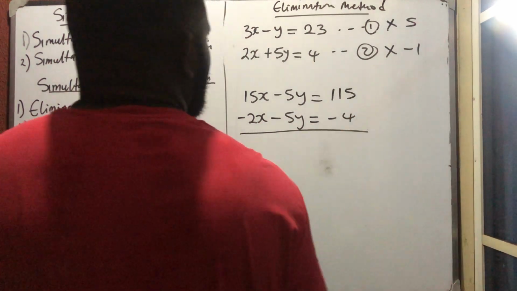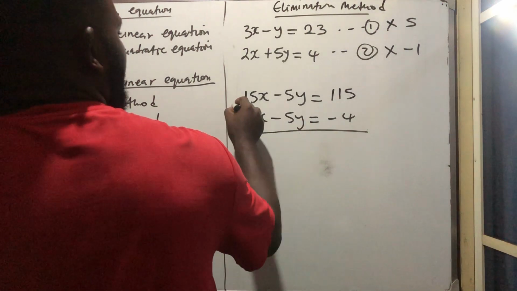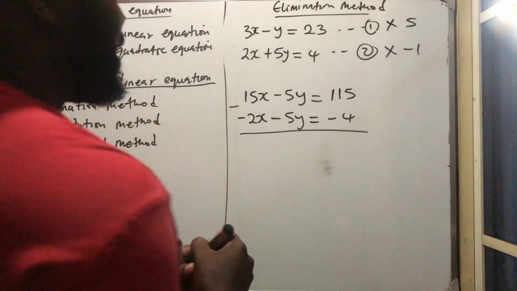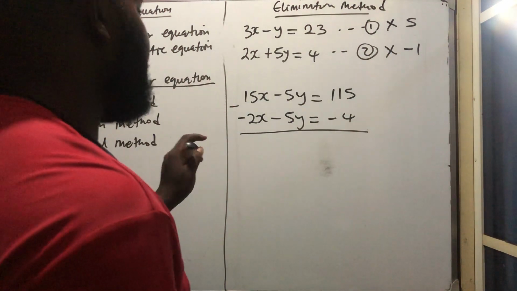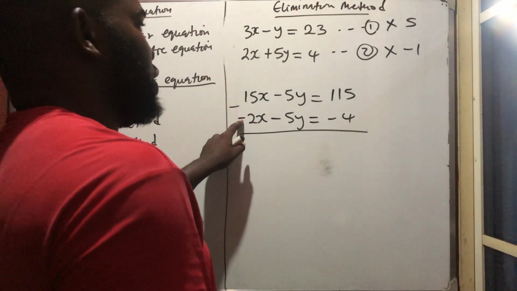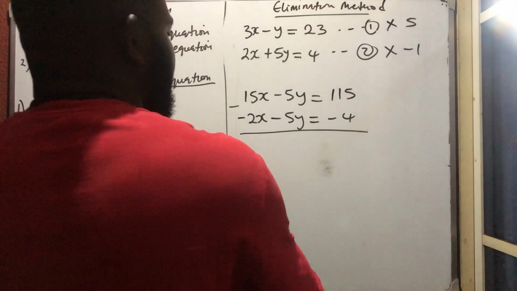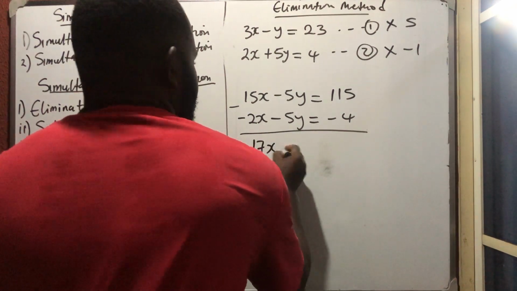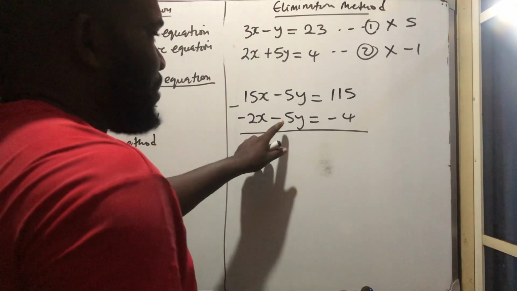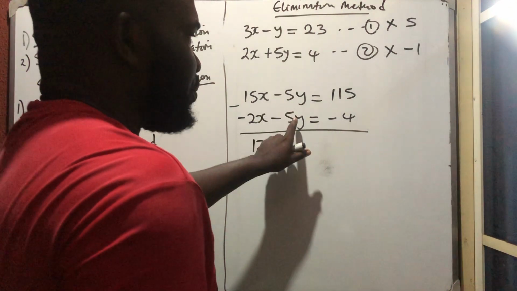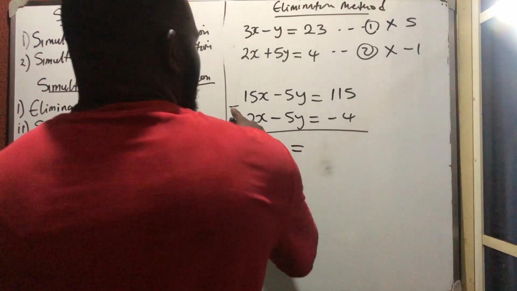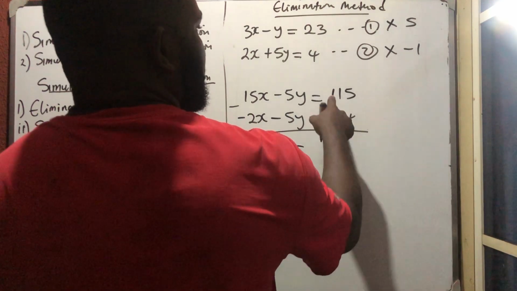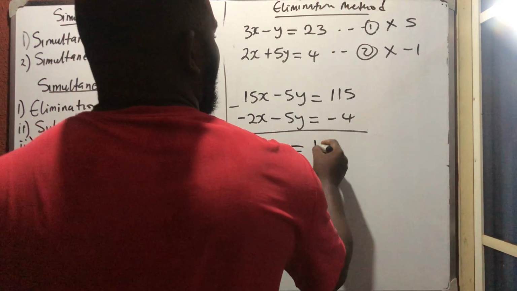Now, the next thing you need to do, once they are equal, you subtract. And don't forget that your minus affects everybody down. It must affect everybody down. First of all, minus is plus. 15 plus 2 will give you what? 17x. Okay? Minus is plus. Minus 5 plus 5, 0 is gone. We have eliminated that. Is equal to minus again, plus 115 plus 4, 119.